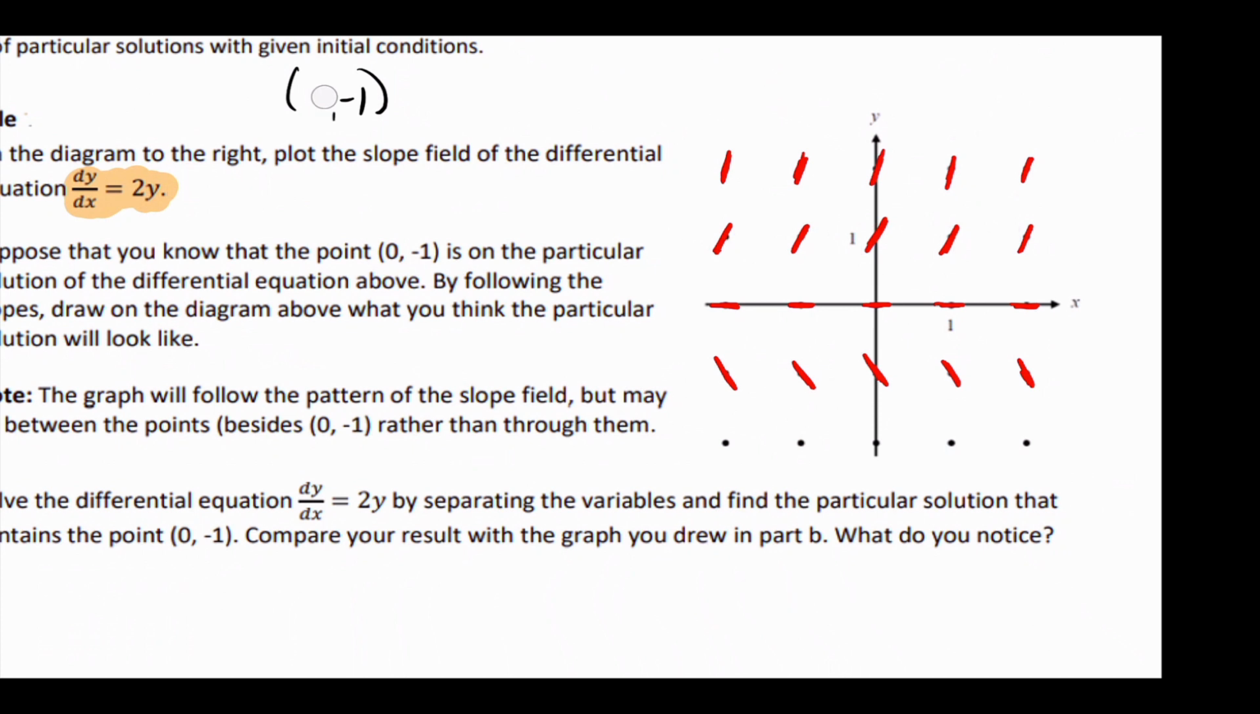Bottom row. 0, negative 2. What slope am I going to have for 0, negative 2? Negative 4, right? So again, it has to be steeper than the last one I did. It's just approximate. You're not trying to draw perfect. You're just trying to draw approximate.